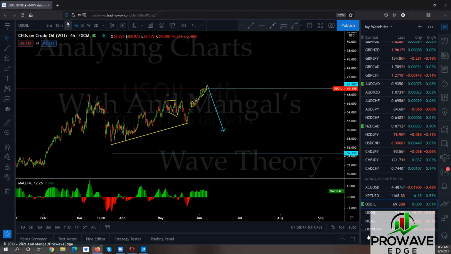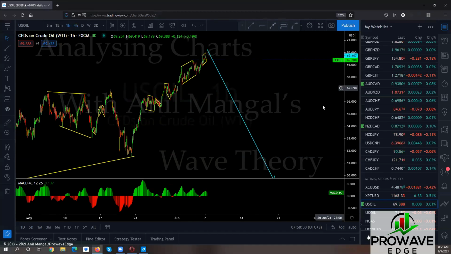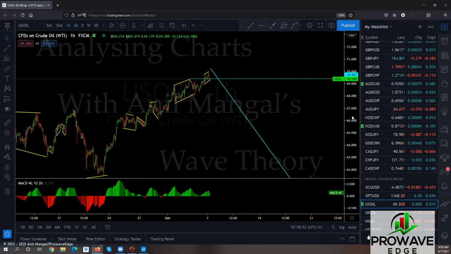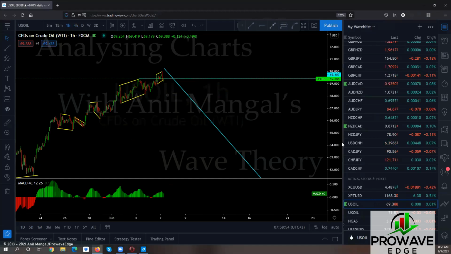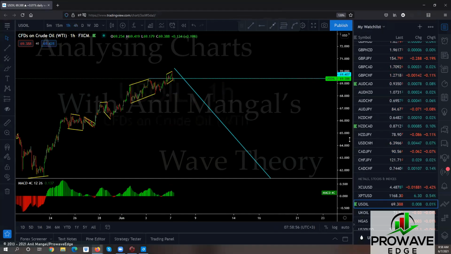So if you're trading that thing to the upside, you have to take one pattern at a time, one trade at a time, right? And then wait for the sell setup. So it's one trade.